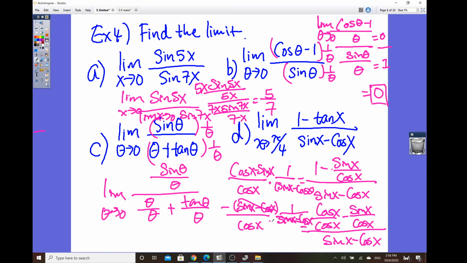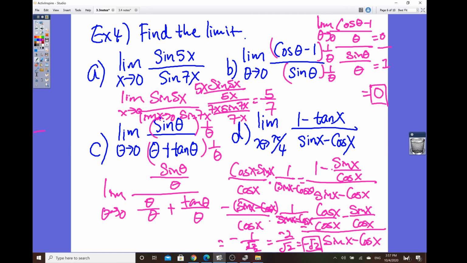So now, without the restriction, guess what we can do? Plug in the number, pi over 4. So negative 1 over cosine of pi over 4, which is root 2 over 2. Take the reciprocal of that, then that'll be negative 2 over root 2. Then that'll be negative root 2. And that's the final limit. So that one is a little bit intense, okay? You need to simplify the expression first before you plug in the number.